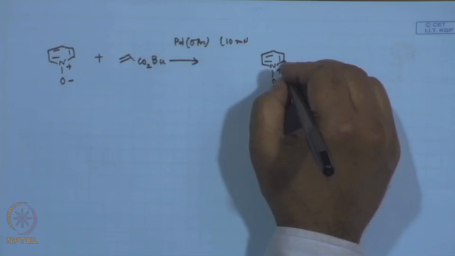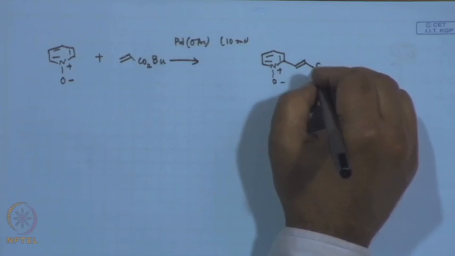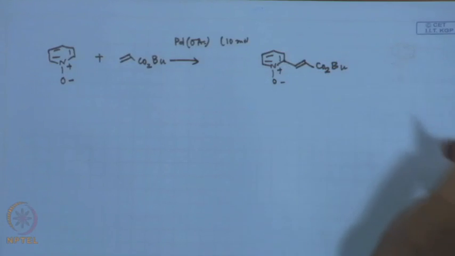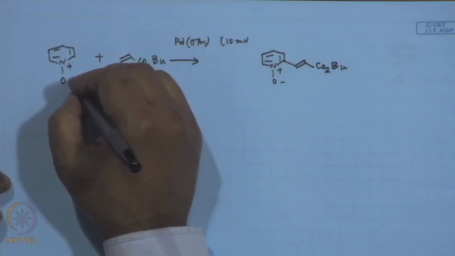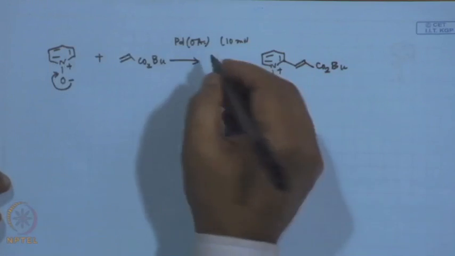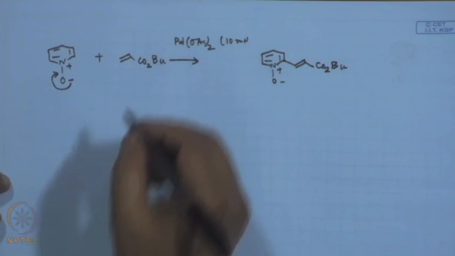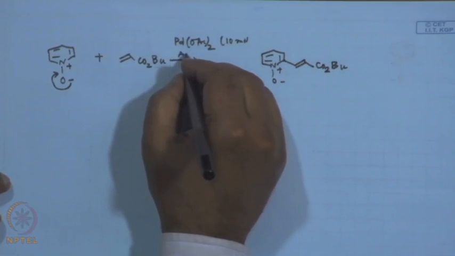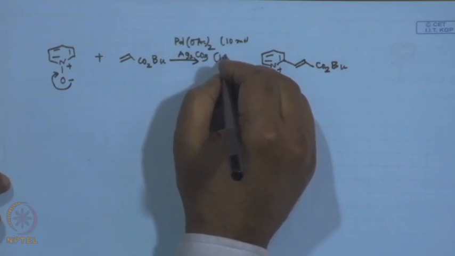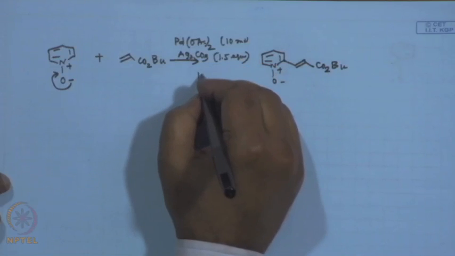I will not be able to explain to you why the regiochemistry is C2, but it gives you the C2 alkenylated product. It is a kind of special case, probably due to increased electron density in the ring from the electron delocalization of the oxygen minus, as all of us know. Then what else do you require? You require an oxidizing agent. In this case, the oxidizing agent is silver carbonate, 1.5 equivalent, and then 100 degrees centigrade.